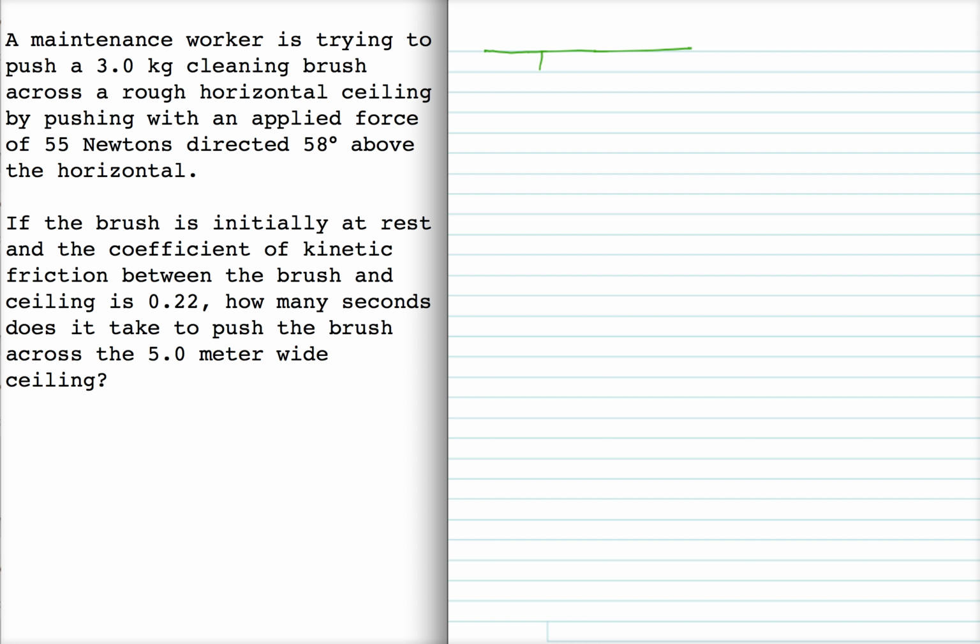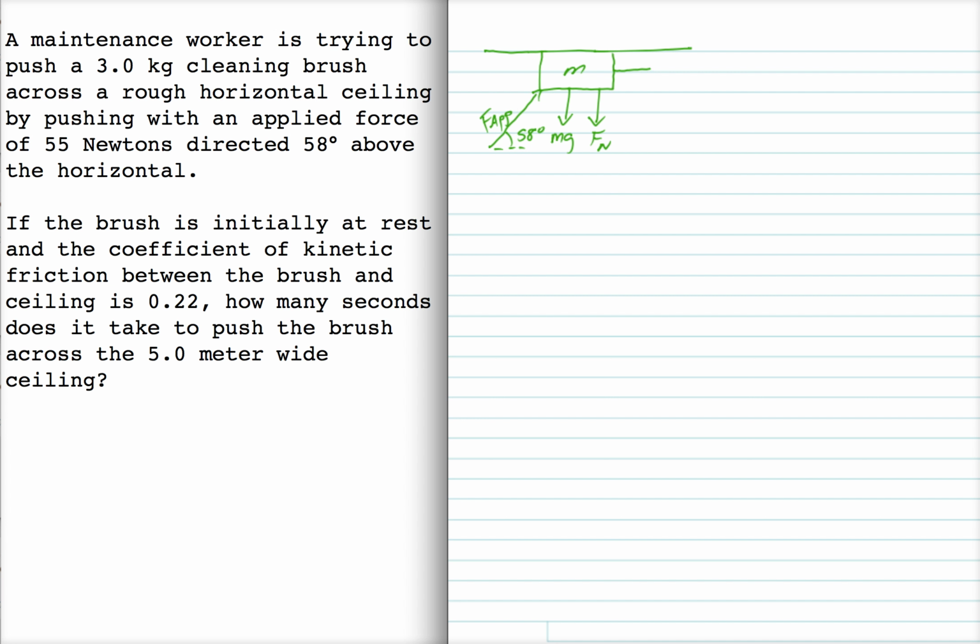First, a free body diagram. This thing is on the ceiling. So there's my mass. And we have an applied force that makes an angle of 58 degrees with respect to the horizontal here. We also have gravity acting on this thing and a normal force. Remember that the normal force points out of the surface. It's perpendicular to the surface and out of the surface. It does not point up in this problem, it points down.